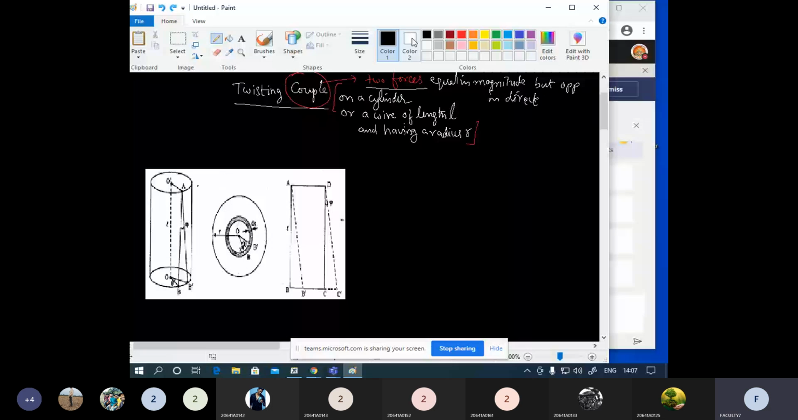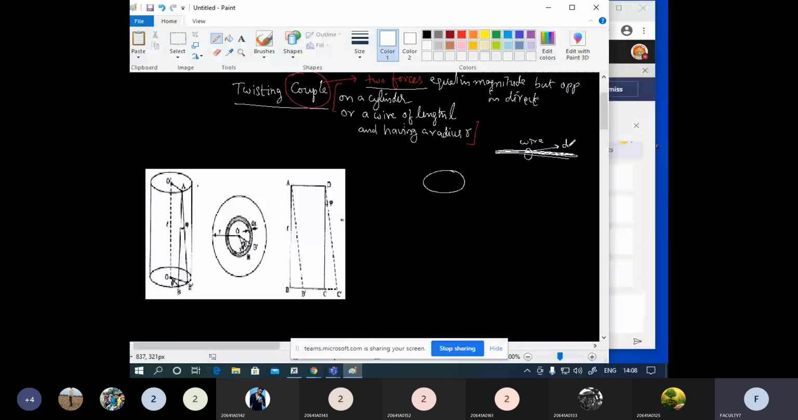So consider this is the top of the cylinder. So actually, you can consider a wire. If you consider the wire, it will have a certain diameter. Okay, this is the wire here. Now it will have a certain diameter. Consider this as d. Now the diameter will be equal to twice the radius.